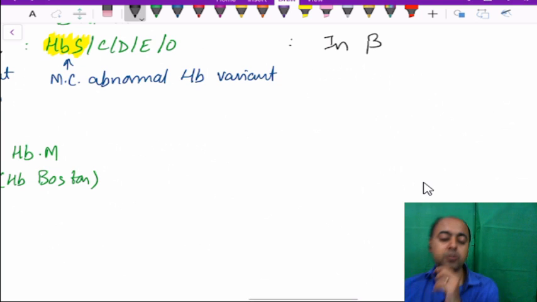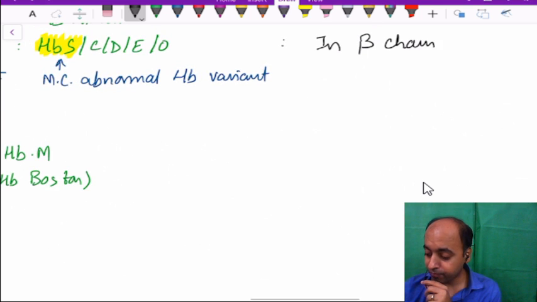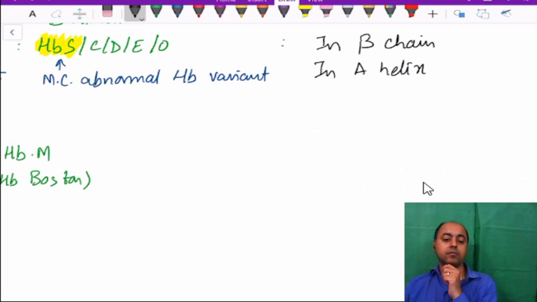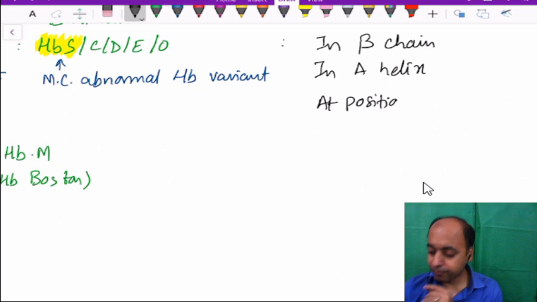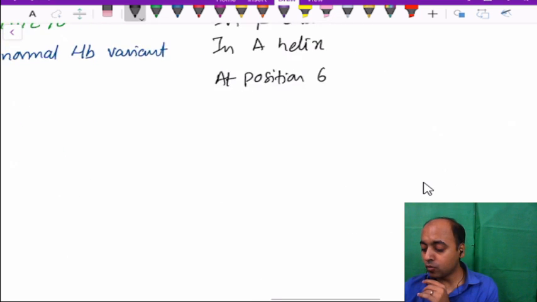The hemoglobin is made up of multiple chains, 2 alpha and 2 beta. So the change is occurring in the beta chain. Each chain has 8 helices numbering from A onwards. So in the A helix, in the beta chain, each helix will have the sequence of amino acids reading from 1. So at position 6, what is the change?